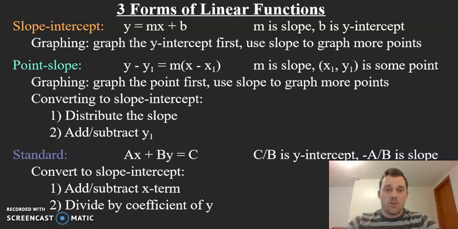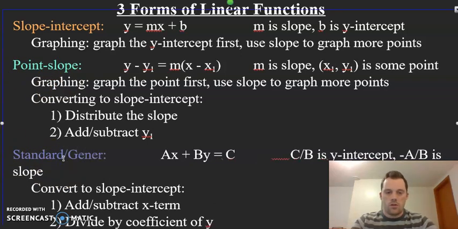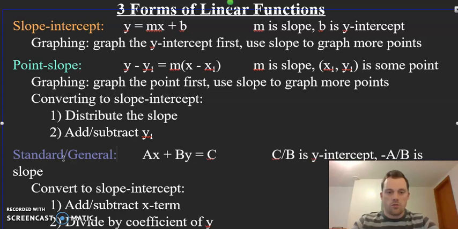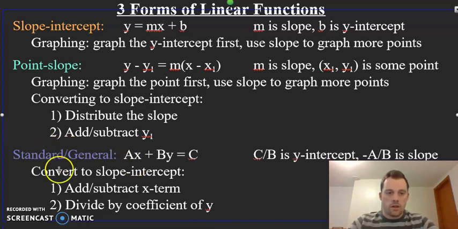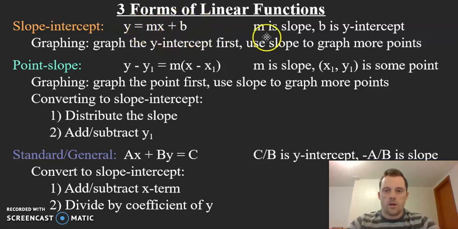In this video, we're just going to do an overview of the three forms that we can have for a linear function. So we have slope-intercept, point slope, and standard, or I should add in here general form, because a lot of times you're going to see it written as general form. So remember, slope-intercept is y equals mx plus b.